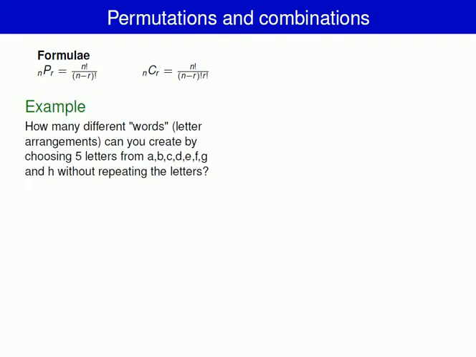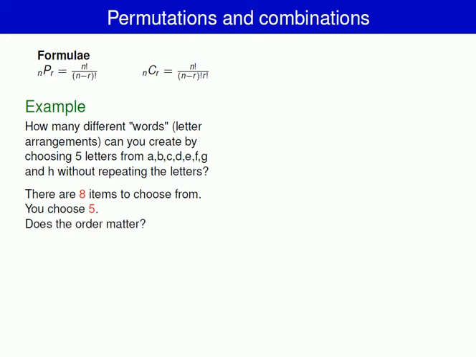So the first example is how many different words or letter arrangements can we create from these given 8 letters. We had to ask a bunch of questions to figure out whether this is even a permutation or a combination, and then to distinguish between those two. First, let's write down some facts. There are 8 items. We need to pick 5. Does the order matter? The answer is yes. Any other restrictions? The answer is no.